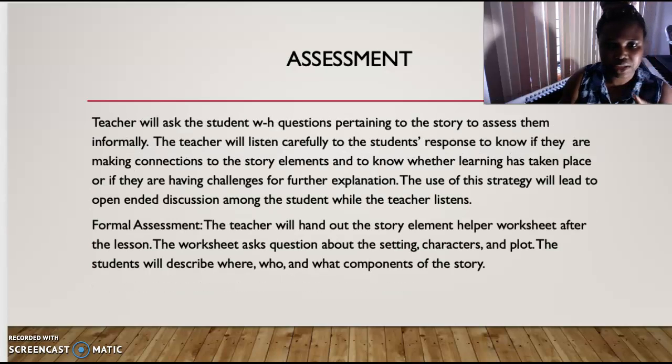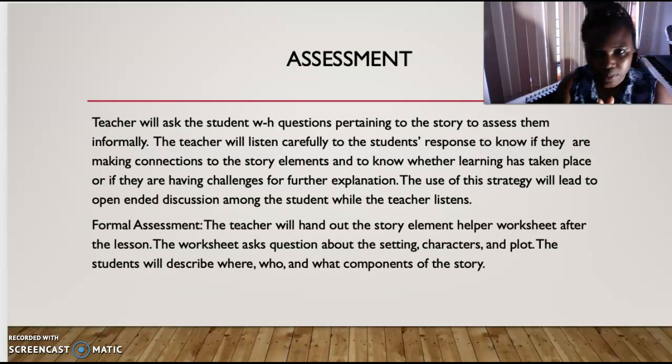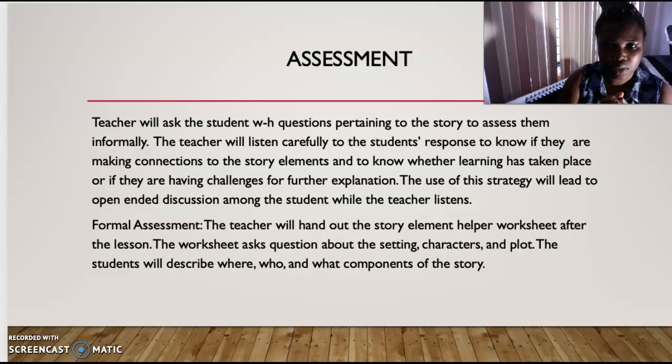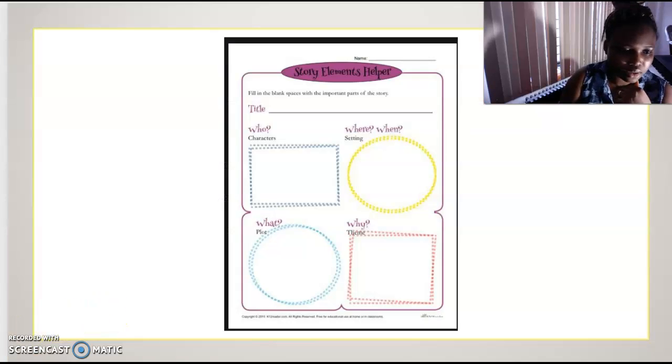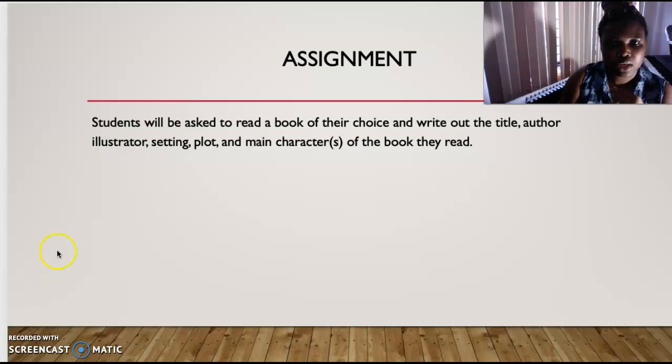And next I have the assessment. The form of assessment we are using is formative assessment. The kids will be asked questions at the end of the lesson, and they will be given the worksheet to actually write the story elements and their meaning in their own words on the paper. And here is the worksheet that we are using. And then at the end of the lesson, we give the students an assignment. The assignment is for them to read a book at home and identify the story elements that were taught in the classroom.